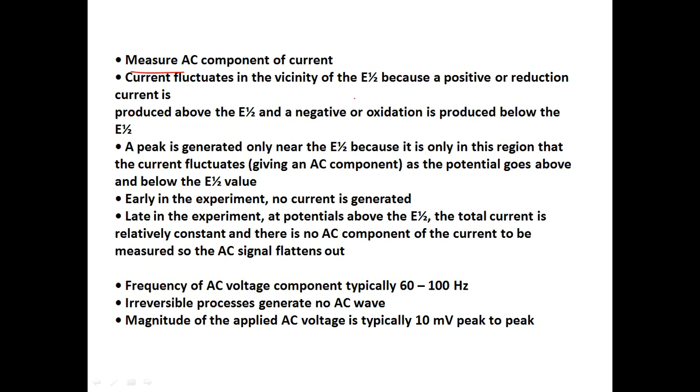The frequency of the AC voltage component applied is typically around, as we already talked, 50 to 100 hertz. An irreversible process cannot generate an AC wave, right? The magnitude of the AC voltage which is applied is normally 10 millivolts. In some cases 20 millivolts AC potential is also applied.